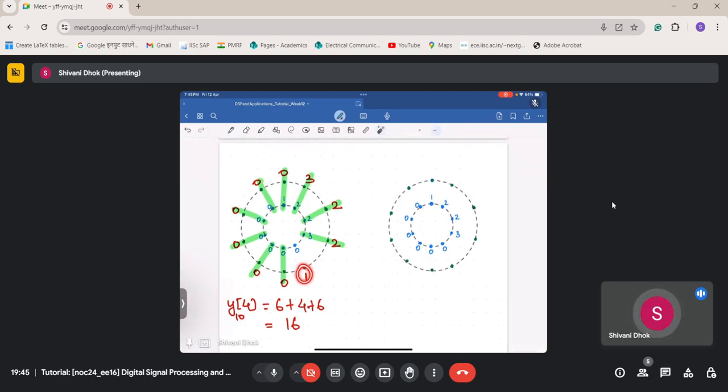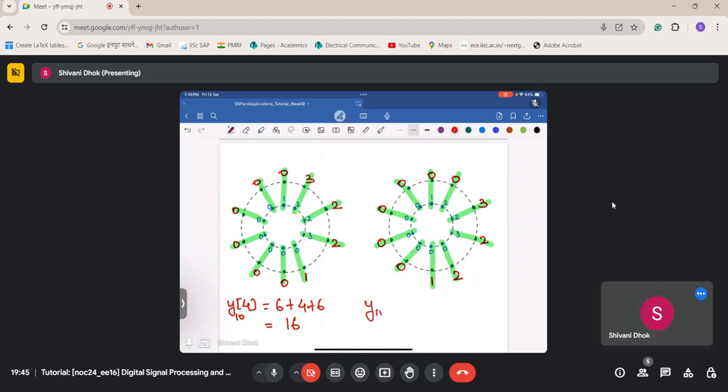I am at this location. Again I'll shift by 1 unit. So now I'll be here 2 2 3, remaining all will be 0. Then 2 into 3 plus 2 into 3 plus 2 into 0 0 0 0 0 and 0. So therefore y10 of 5 will be equal to 2 into 3, 6, plus 2 into 3, 6, which comes out to be equal to 12.